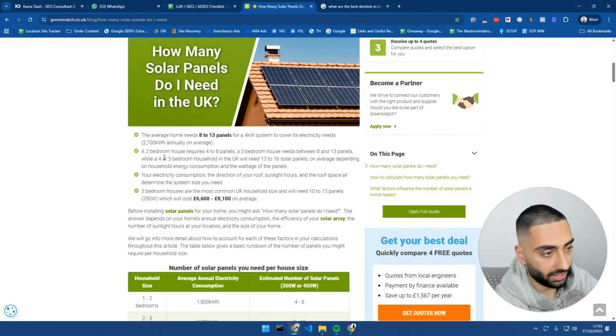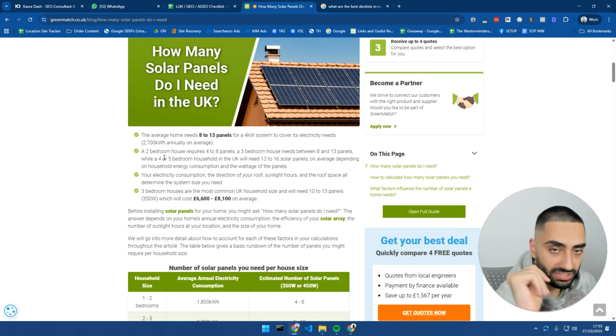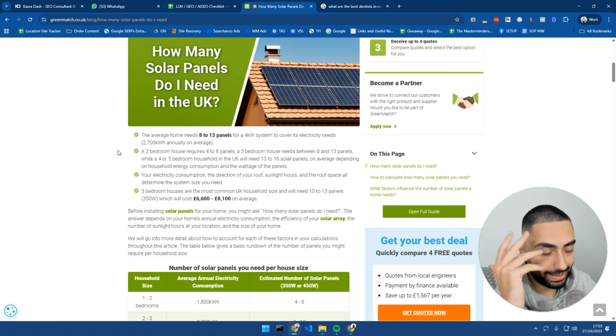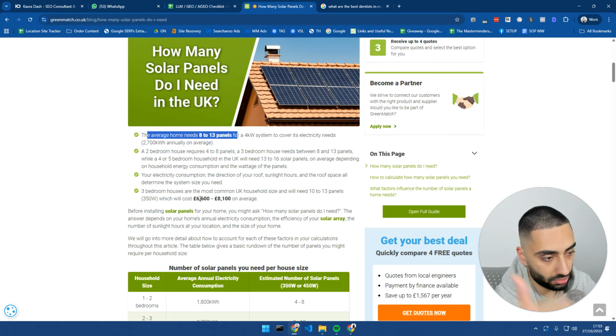They'll say something like, well, it depends on the size of the house, how many rooms it has. Google doesn't care about that. Google wants an answer. So there's no point beating around the bush. You want to be very, very direct with your question and answering.